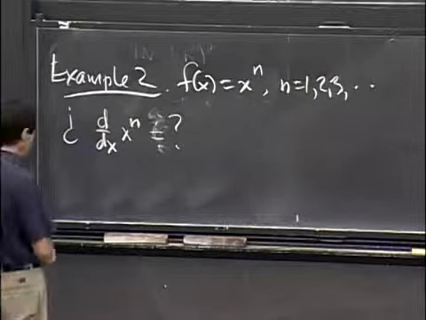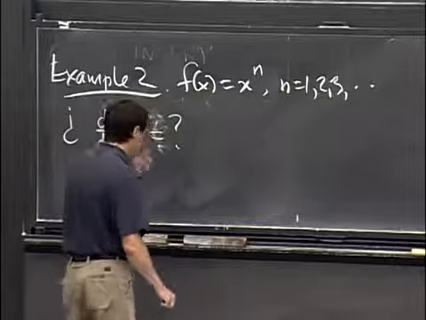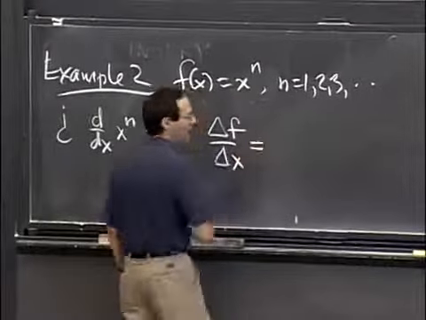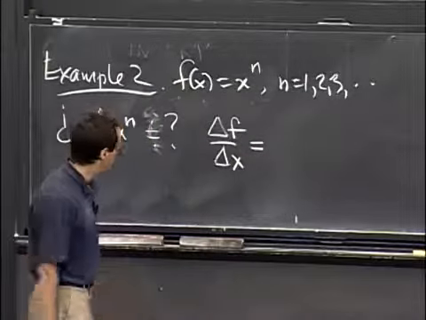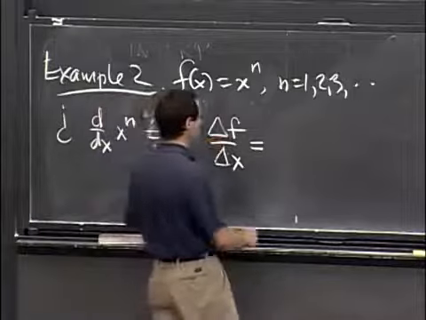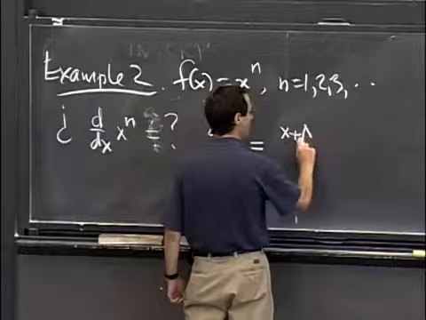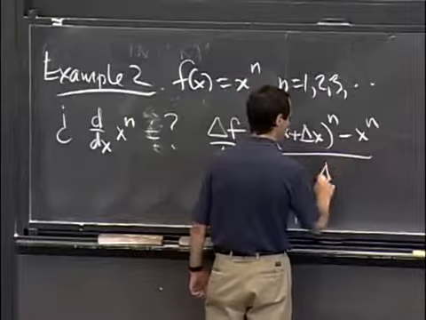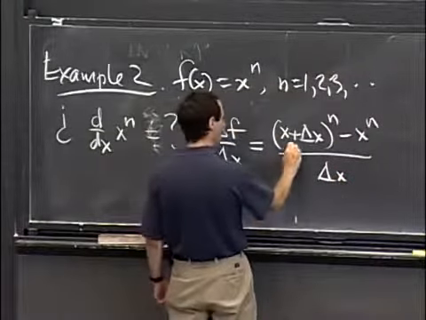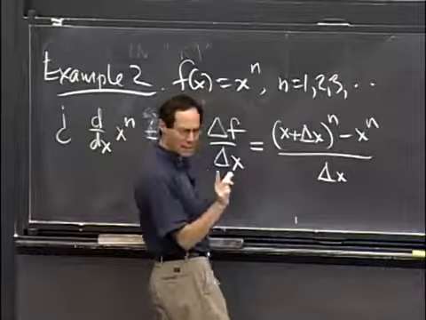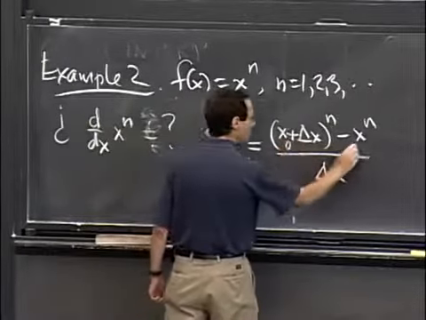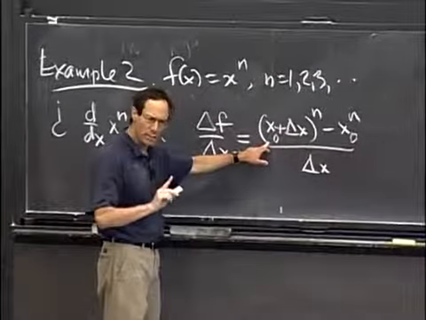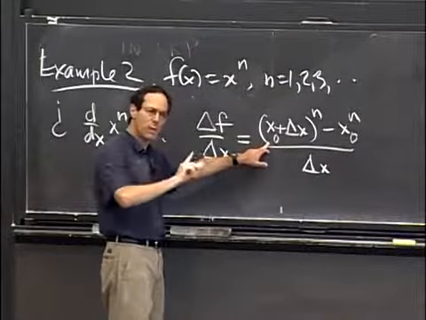So again, we're going to form this expression, delta f over delta x, and we're going to make some algebraic simplification. So what we plug in for delta f is (x plus delta x) to the n minus x to the n, divided by delta x. Before, I wrote x0 here and x0 there. But now, I'm going to get rid of it. Because in this particular calculation, it's a nuisance.